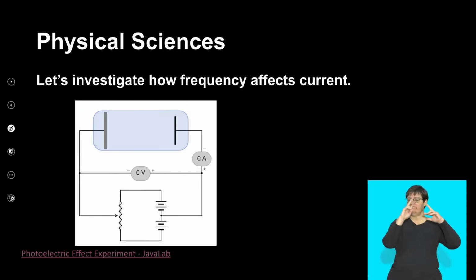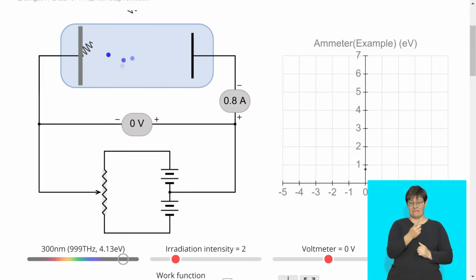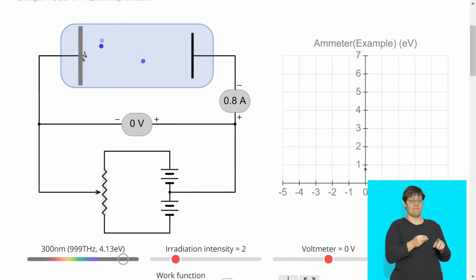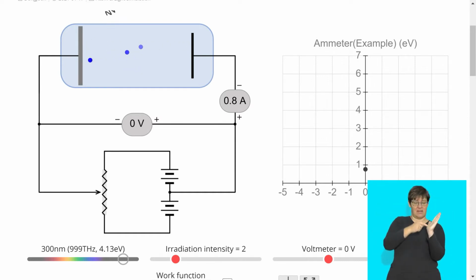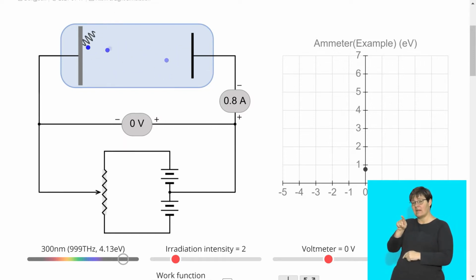So let's do an investigation. So we're going to investigate how frequency affects current. And I have a very nice simulation for you. So what we have here, okay, don't worry about the graph, is I have a situation where this is like the setup of a solar panel. These little squiggly lines are the photons. These blue little dots are our electrons that are moving. Don't worry about the voltmeter. What I need you to be paying attention to is the ammeter over here, the 0.8 amps, okay?